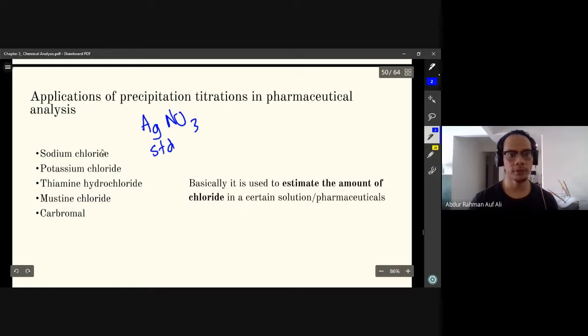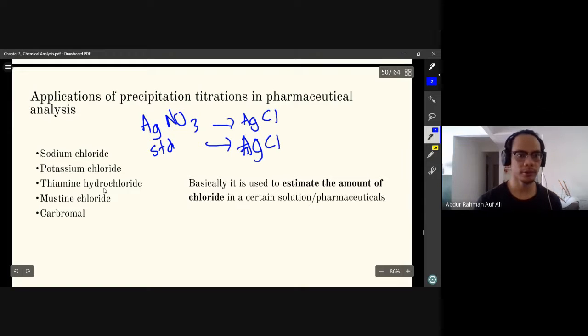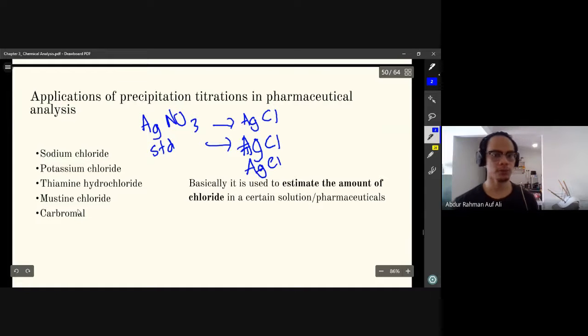So if we titrate sodium chloride with silver nitrate, it will produce AgCl. If we titrate potassium chloride with silver nitrate, it will also produce AgCl, which is our indicator. If we titrate thiamine hydrochloride, it will also produce AgCl. So the same applies for all. Okay, so basically it is used to estimate the amount of chloride in certain pharmaceuticals.